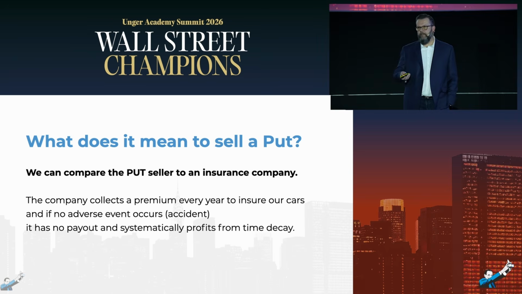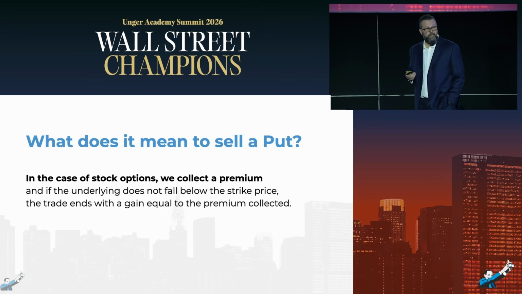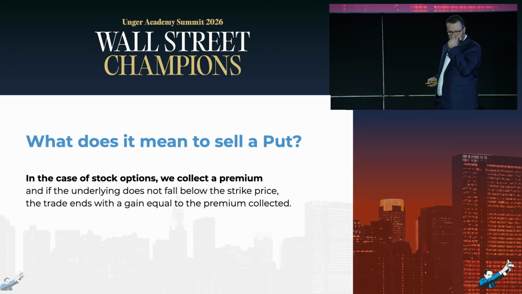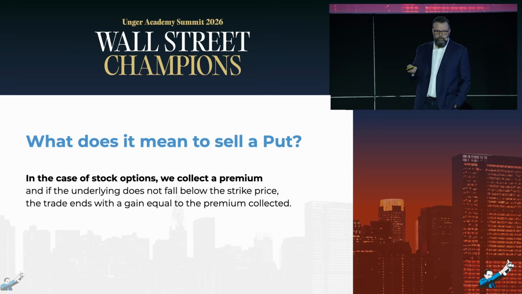So, when dealing with equity options, selling put options consists of collecting a premium. If the underlying asset doesn't fall below the strike price, the trade ends with a profit equal to the premium collected. If, on the other hand, the stock price falls below our strike price, we will be required to buy the shares at the strike price, which is the insured value.